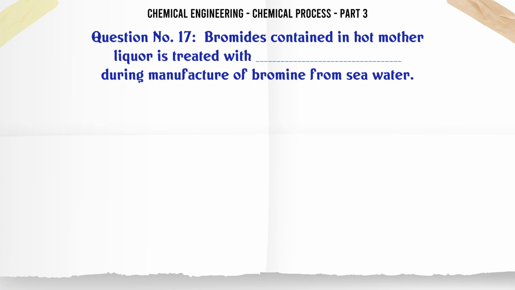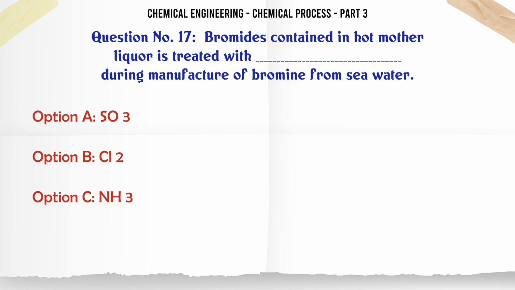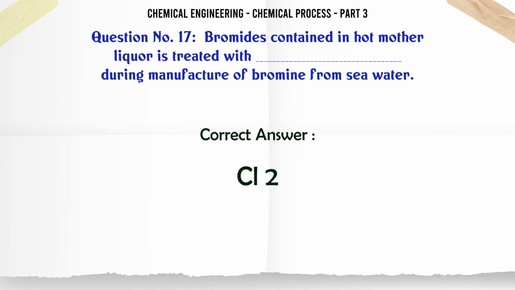Bromides contained in hot mother liquor is treated with what during manufacture of bromine from seawater? A. SO3, B. Cl2, C. NH3, D. SO2. The correct answer is Cl2.